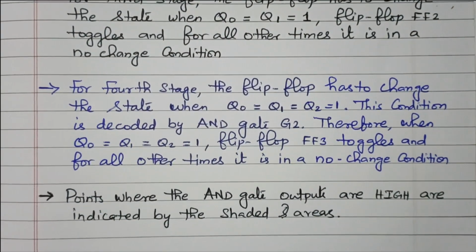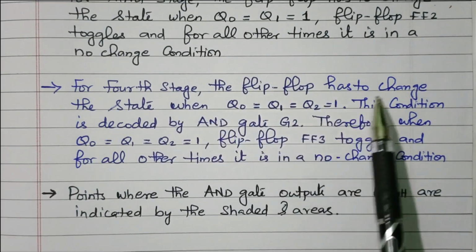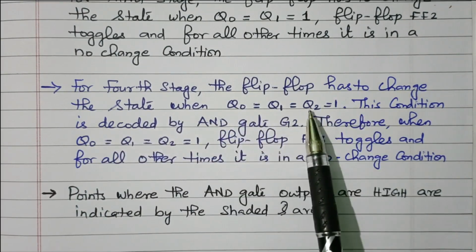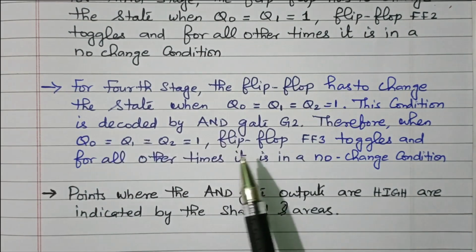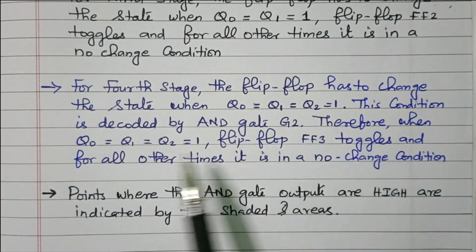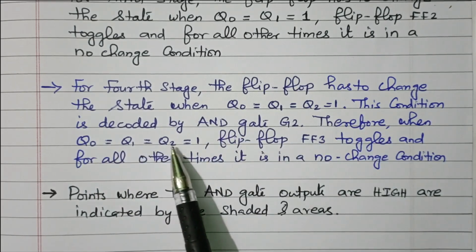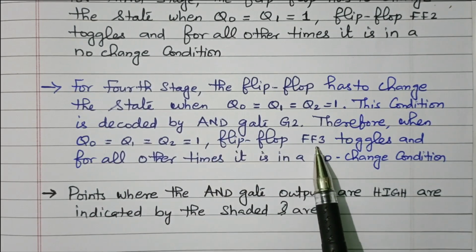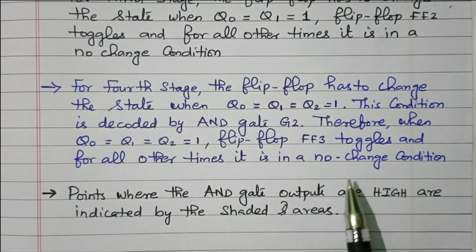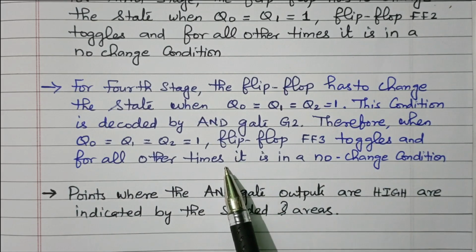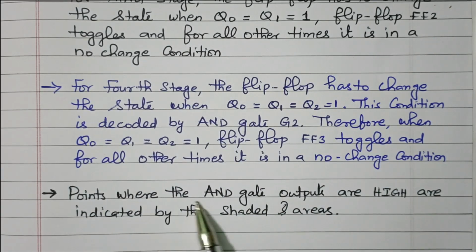For the fourth stage, the flip-flop has to change state when Q0, Q1, Q2, all three are 1. This condition is decoded by the AND gate G2. Thereby, when Q0 equals Q1 equals Q2 equals 1, flip-flop F3, that is the fourth flip-flop, toggles. And at all other times, there is no change. Right. So this is what we discussed. It is clearly given in the statement. Points where the AND gate outputs are high are indicated by the shaded areas. That is already clearly given in the timing diagram.